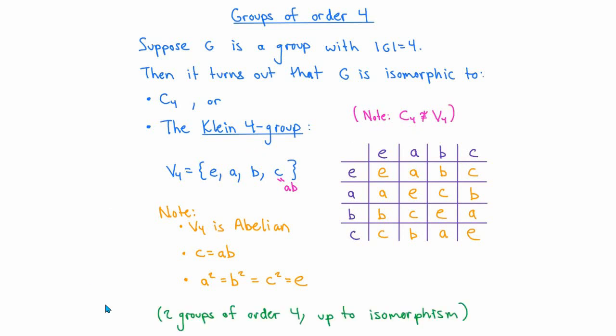So the takeaway message here is that up to isomorphism, there are exactly two distinct groups of order 4, the cyclic group of order 4 and the Klein 4 group. Now, at this point, I'm not going to try to prove that these are the only two groups of order 4 up to isomorphism, but for now, you can just take as a fact that there are exactly two groups of order 4 up to isomorphism.